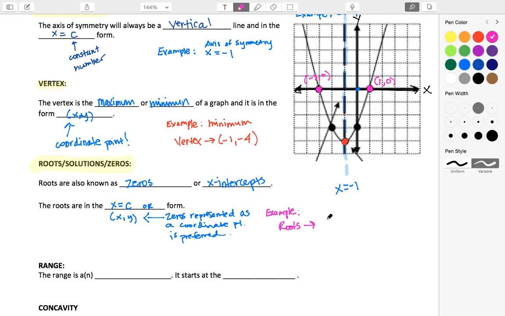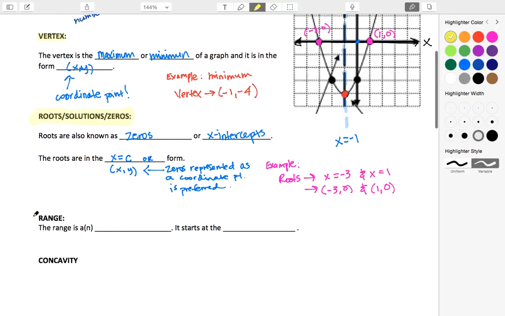There's two ways you can do this. You can say x is equal to -3 and x is equal to 1, or you can write it as (-3, 0) and (1, 0). And that's it.